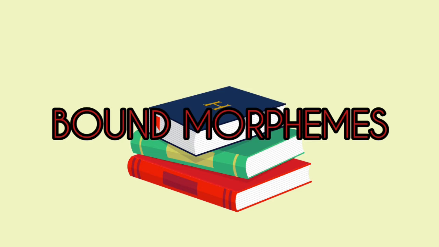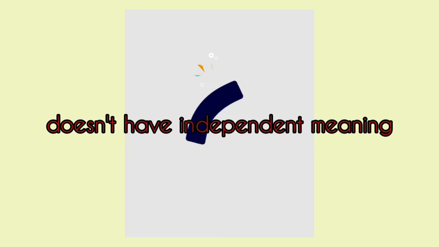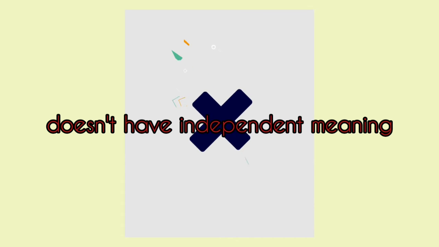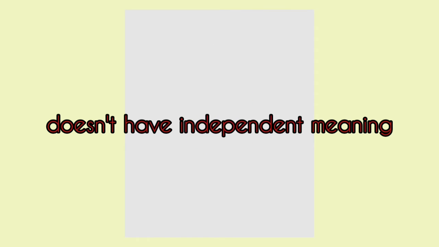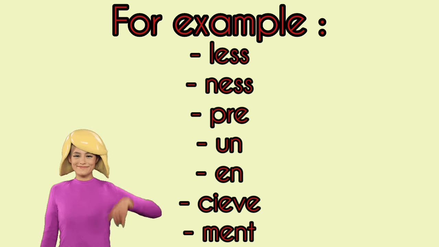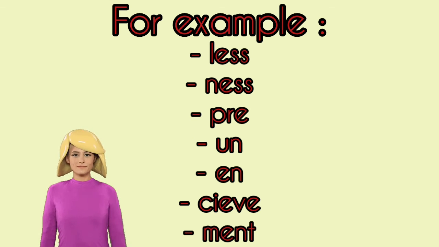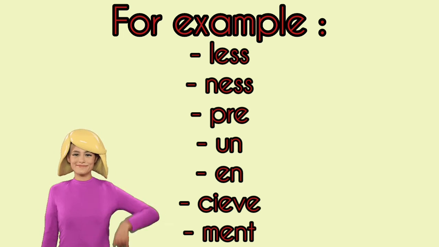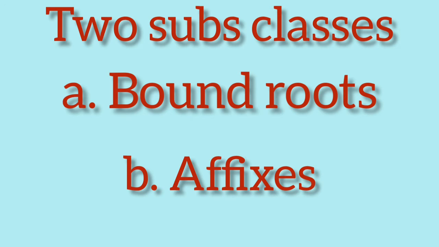Now let's talk about bound morpheme. A morpheme that doesn't have any independent meaning and can be formed with the help of free morphemes is called a bound morpheme. For example, less, be, and ment. Bound morpheme can be categorized into two subclasses. There are bound roots and affixes.